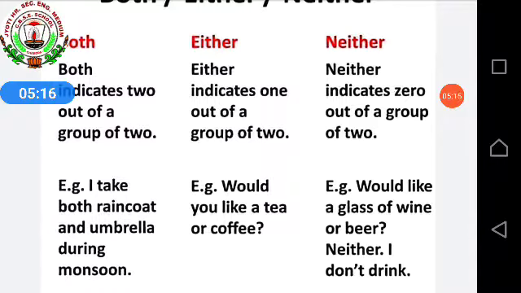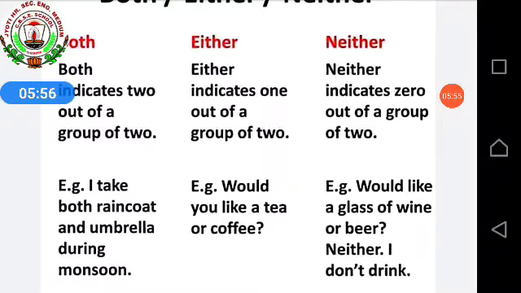In the same way, either. Either indicates one out of a group of two. If two people are there in a group, either indicates only one person out of those two people in the group. Both we are using for both the people present in the group. And either we are using for only one person, out of two only one person. Example, would you like a tea or coffee? That means out of tea or coffee, what do you like to have? Either you'll have tea or you'll have coffee.